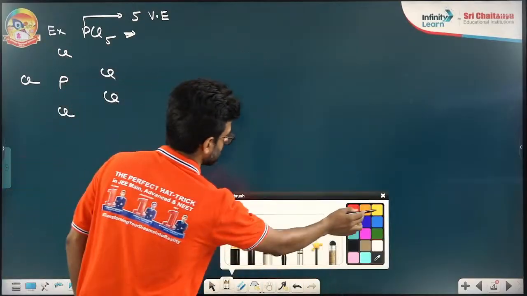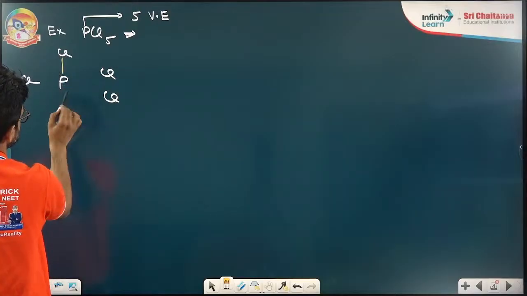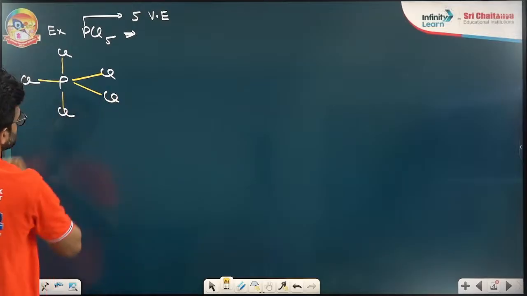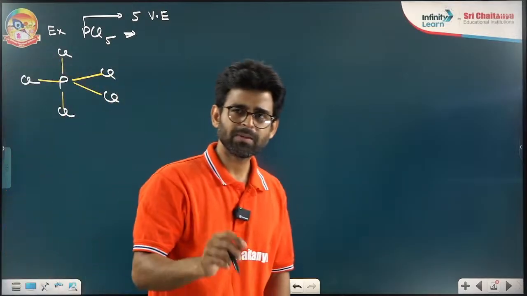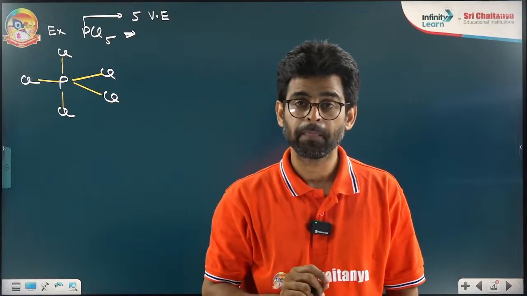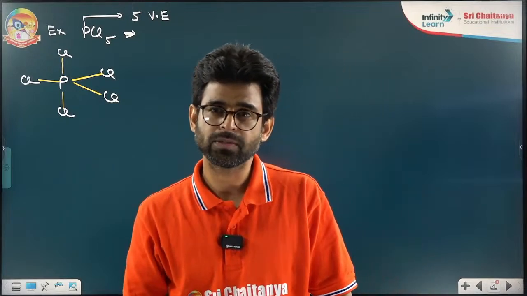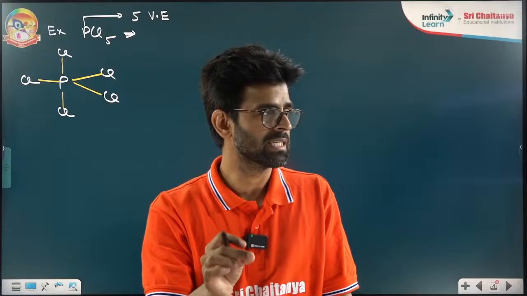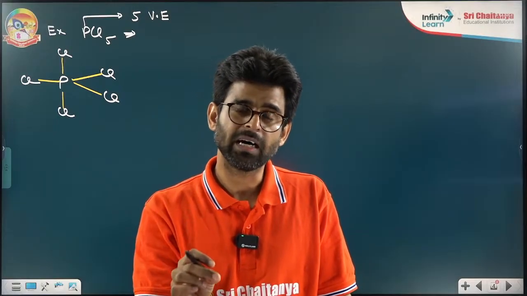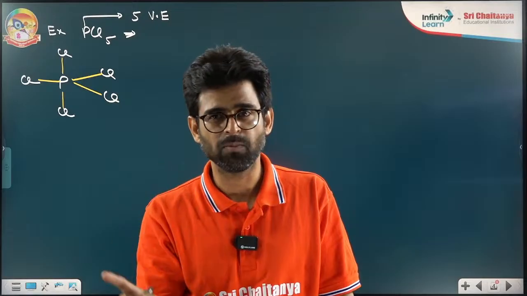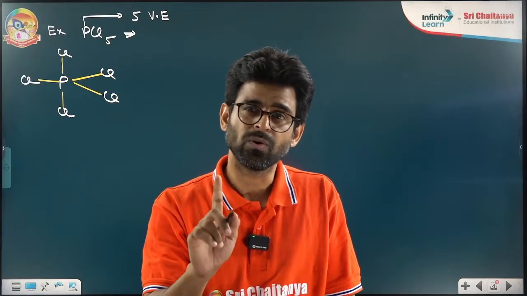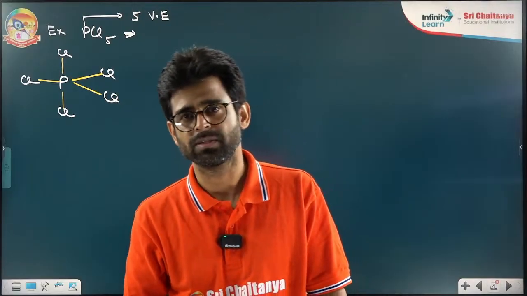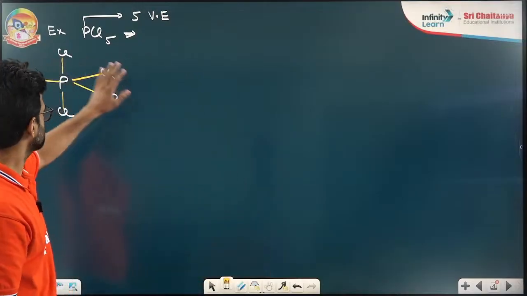So chlorine is making a single bond. This also makes a single bond, this makes single, this makes single, and this makes single. Phosphorus was having 5 valence electrons. Out of 5 valence electrons, all 5 are used in making single bonds. No valence electron of phosphorus is left, so there is no lone pair. Okay, so this is the structure.